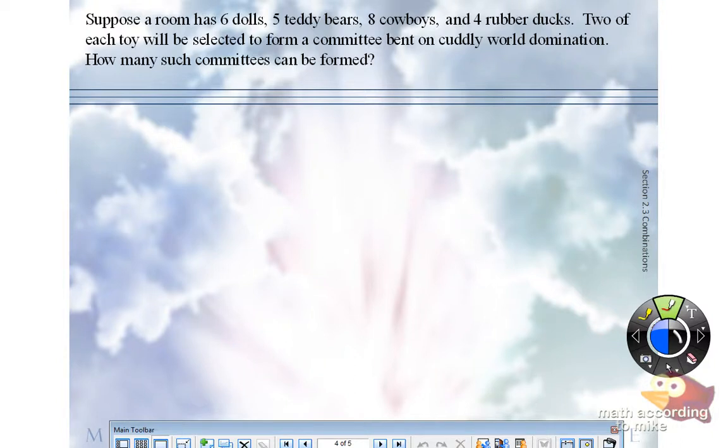Suppose the room has 6 dolls, 5 teddy bears, 8 cowboys, and 4 rubber ducks. 2 of each toy will be selected to form a committee bent on cuddly world domination. How many such committees can be formed?